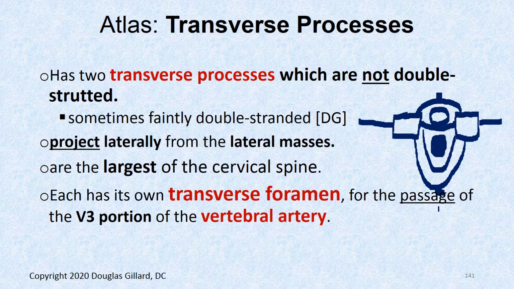Okay, we can go home now. Just kidding. The transverse processes are the largest in the cervical spine. Each one does have its own transverse foramen, maybe not out that far, like that, for the passage of part 3, V3, of the vertebral artery.